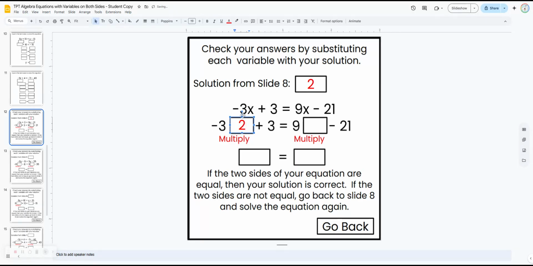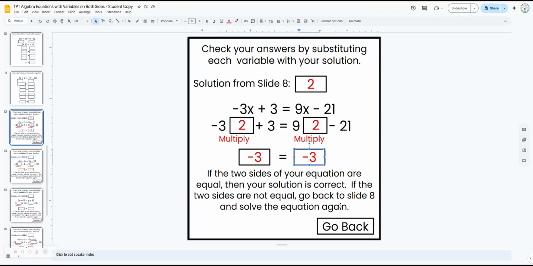And this is just a reminder here. This is multiplication. Anytime you have a number right next to a variable, it's multiplication. Same thing here. So I'm going to get negative 6 plus 3 gives me negative 3 over here. 18 negative 21 is also negative 3. So if these come out equal, students know they have the right answer.